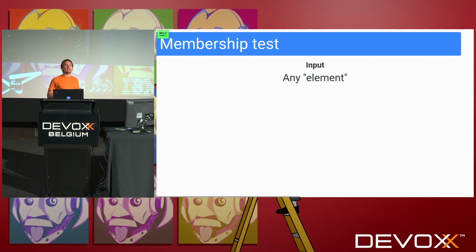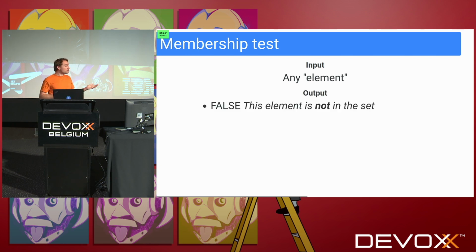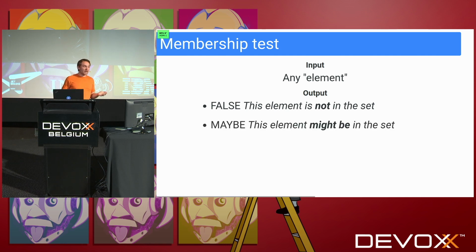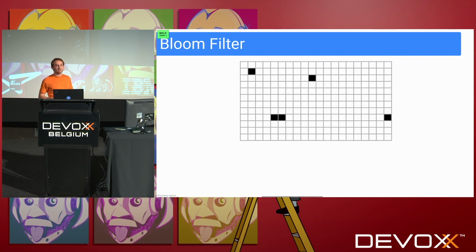Testing if an element is in the set consists in providing the element, which is binary data, and getting the result, which can be false. This element is not in the set, or maybe this element might be in the set.